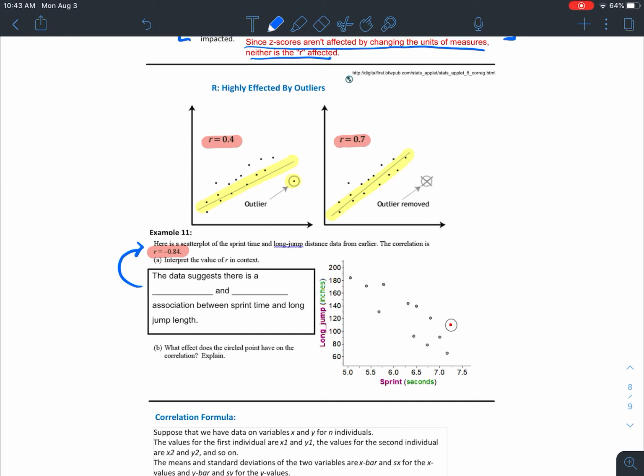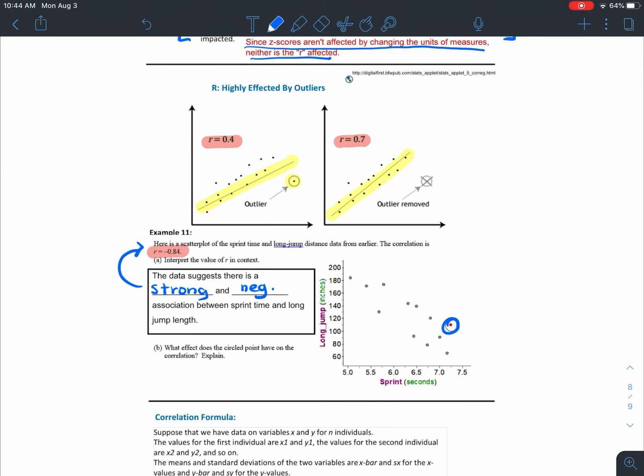So here we can say the data suggests. Now, this is if you're only looking at the R value and you're not looking at the scatter plot. If you have the scatter plot to look at, you can absolutely comment on whether it appears linear or nonlinear. But if we did not have this to look at and only the R value, which is what this is asking us to interpret, we would say the data suggests that there is a strong and negative association or correlation between sprint time and long jump time.